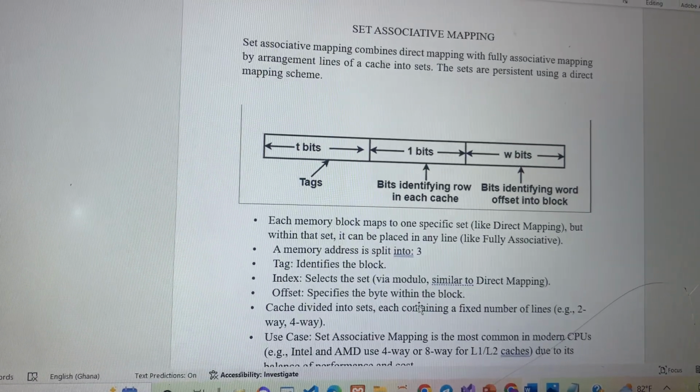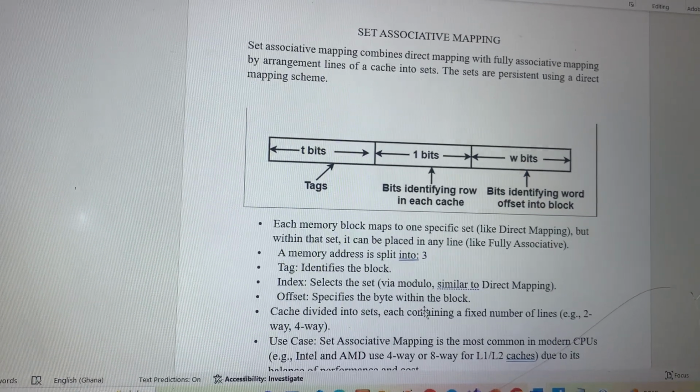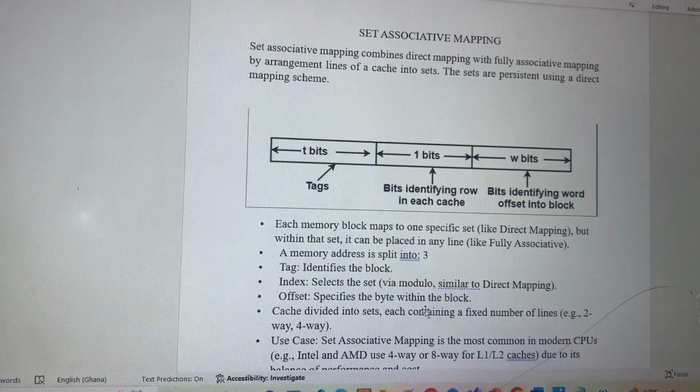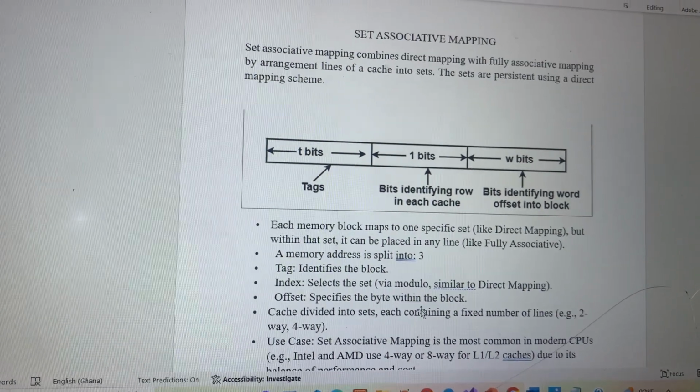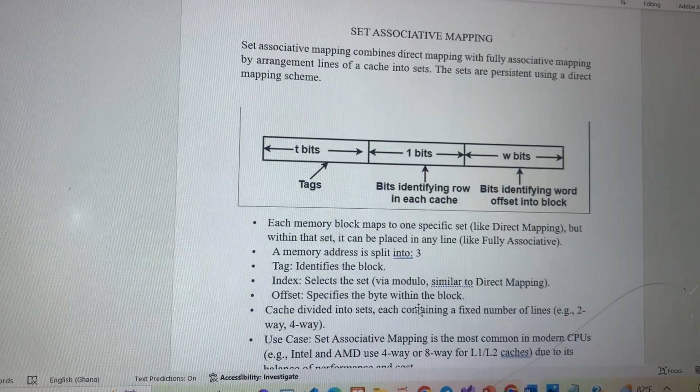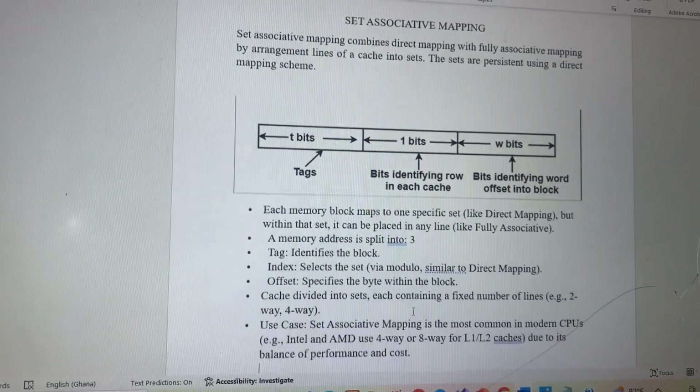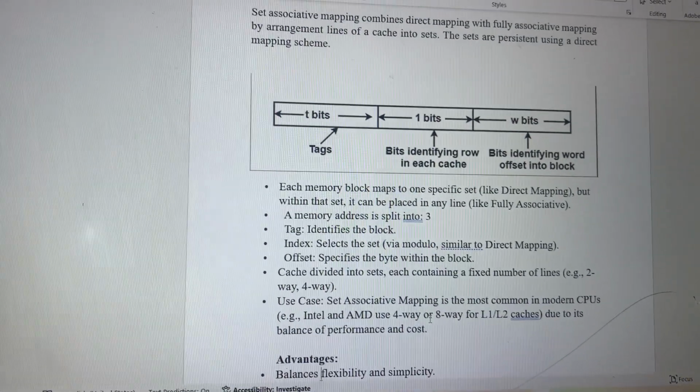The use case here is that set associative mapping is most common in modern CPUs. It has been adopted by Intel and AMD, because both of them use 4-way and 8-way for their L1 and L2 caches due to its balance of performance and cost.